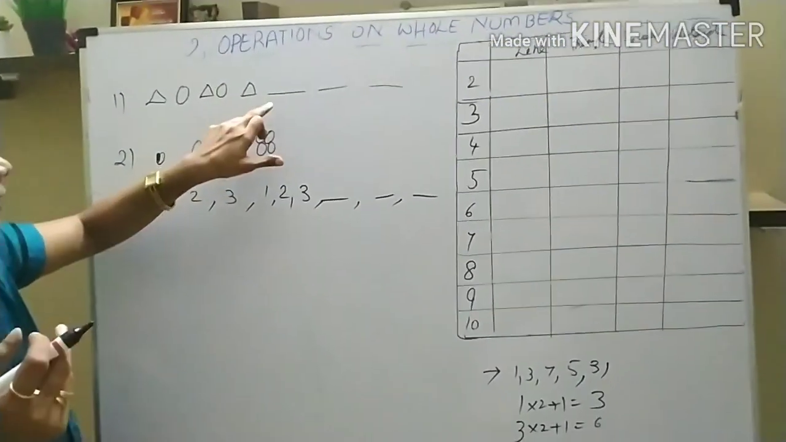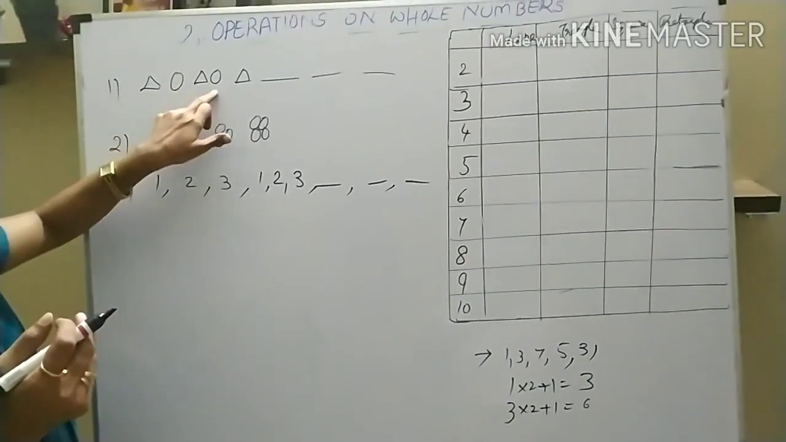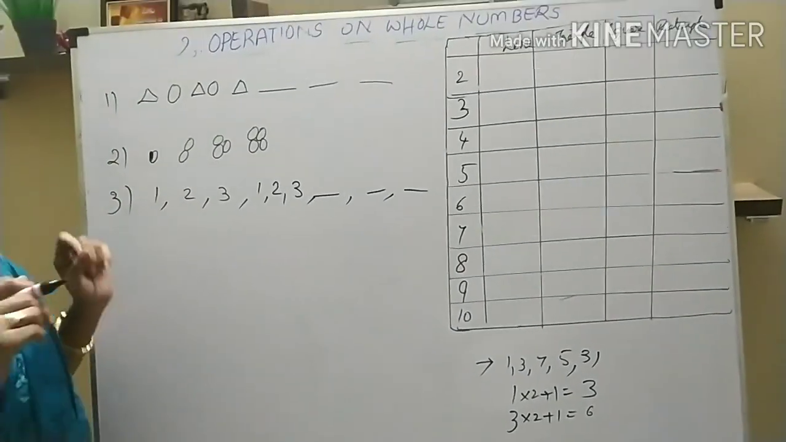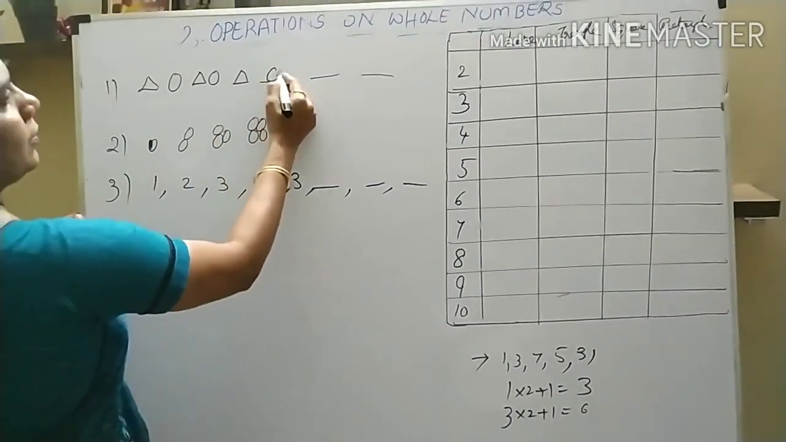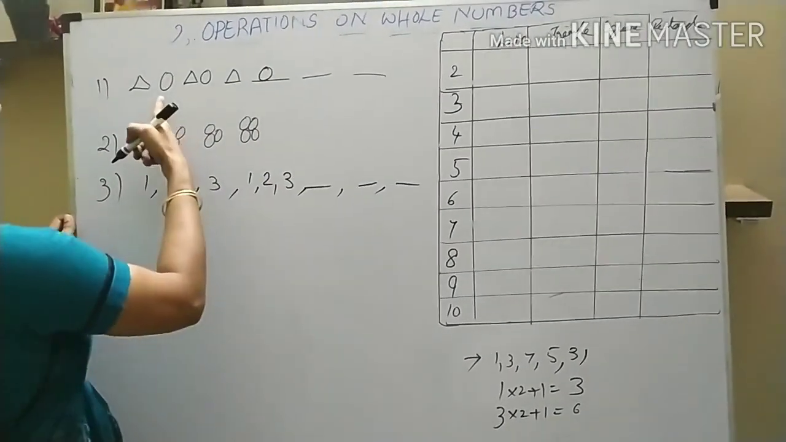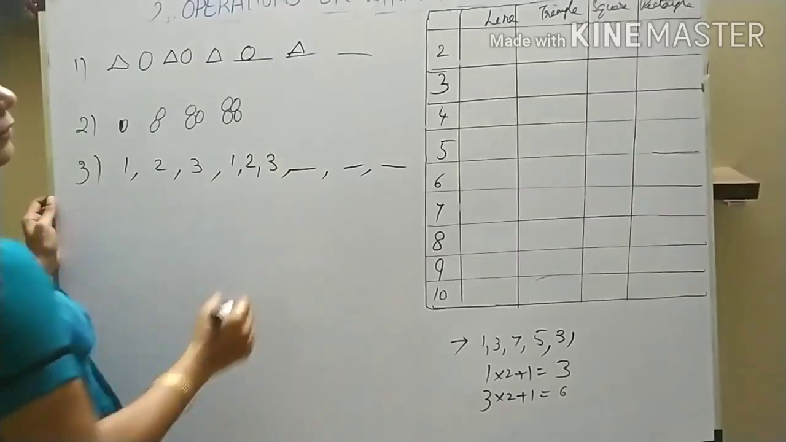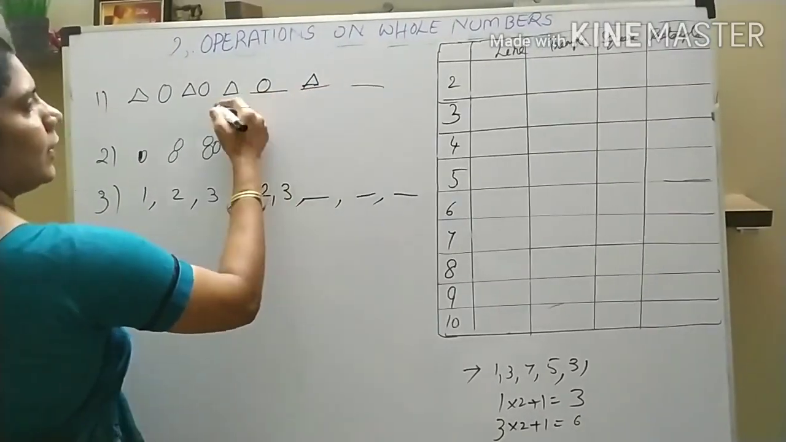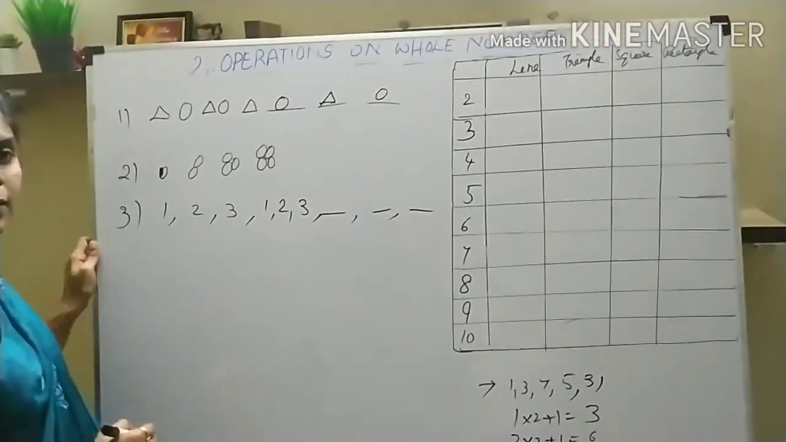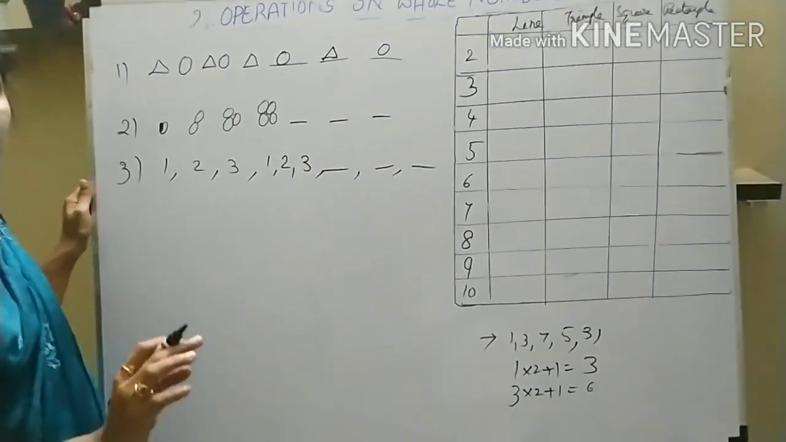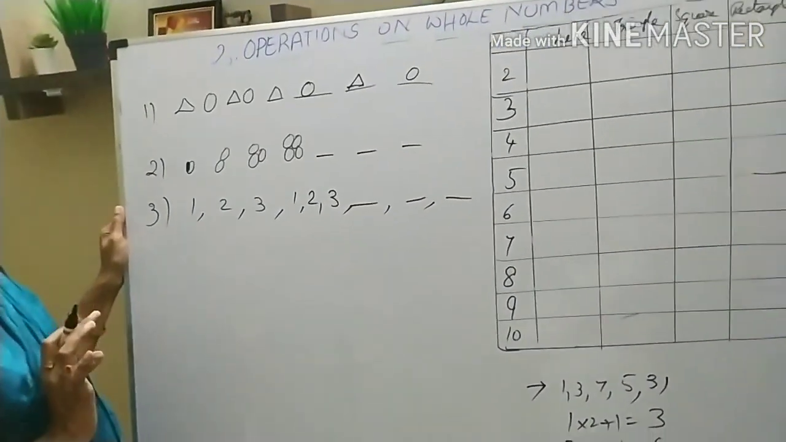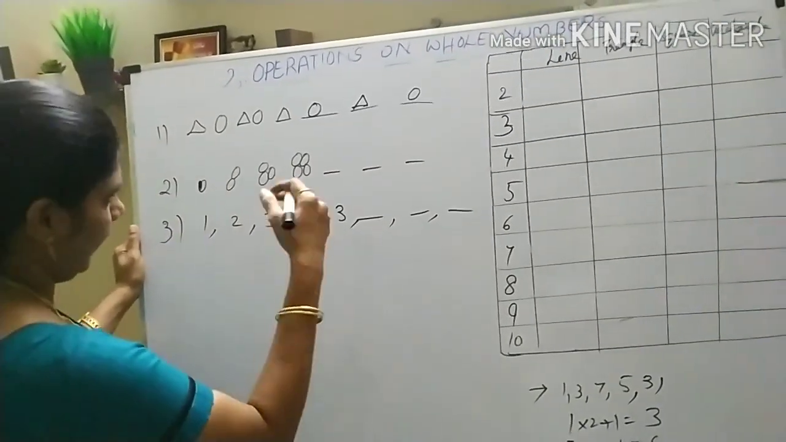Next, if you observe this pattern one by one, after this triangle, what will you get here? 0. After 0, next triangle. After that, next again 0. Like that. You have to observe the pattern and write the remaining blanks here. That means the remaining steps.